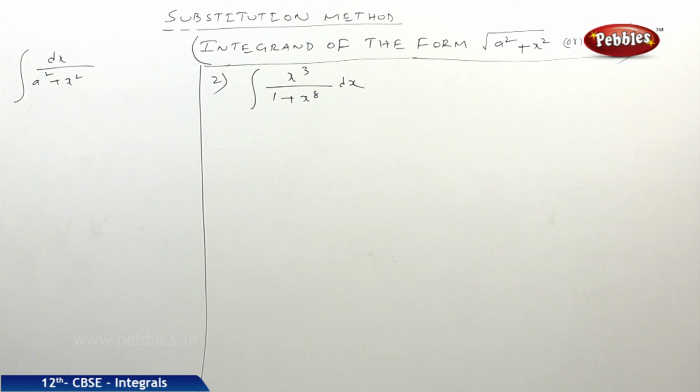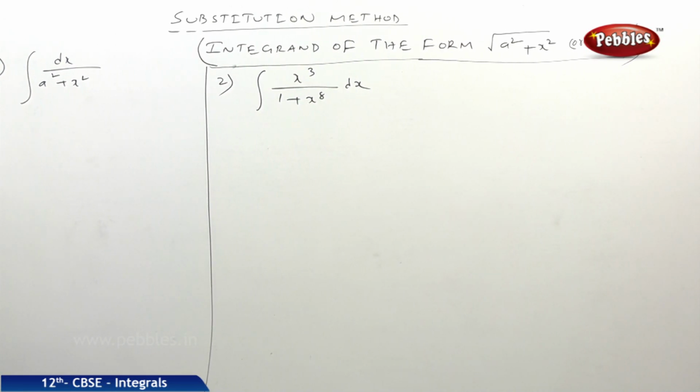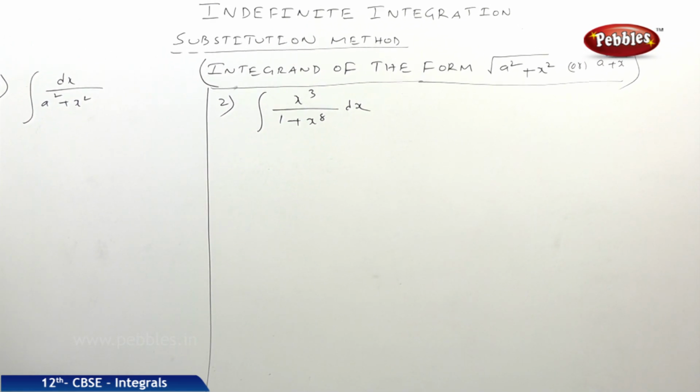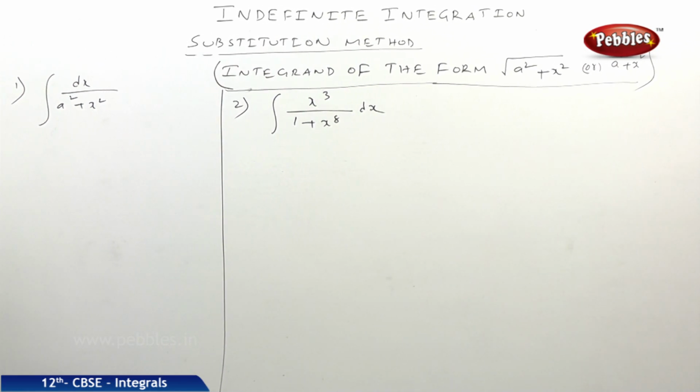Right. Now in the previous class we had seen integrands of the form under root of a square minus x square. Now under the next category in the substitution method we will be seeing integrands of the form under root of a square plus x square, or a square plus x square. So whenever this kind of problem comes, blindly you put x is equal to a tan theta, because we know the formula secant square theta minus tan square theta is equal to 1. So secant square theta is equal to 1 plus tan square theta.